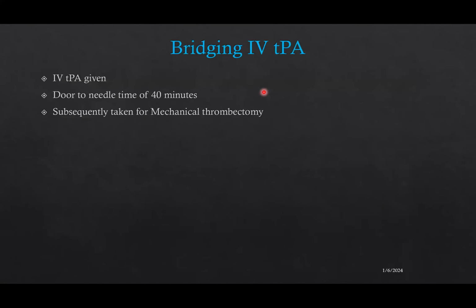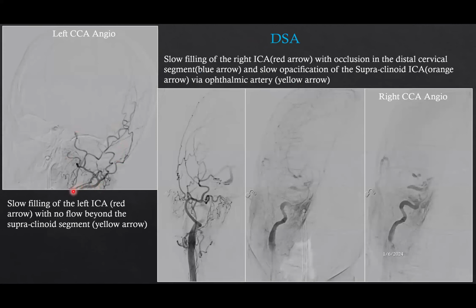On the angiogram on the left side, you see a very small caliber left cervical ICA, which is ending at the supraclinoid segment. And on the right side, there is opacification of the proximal cervical ICA, then a segment in between is not seen, and then there is opacification of the supraclinoid ICA.